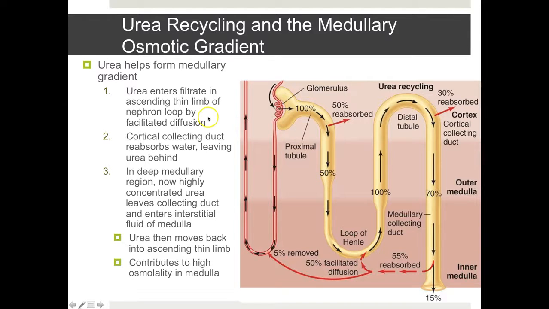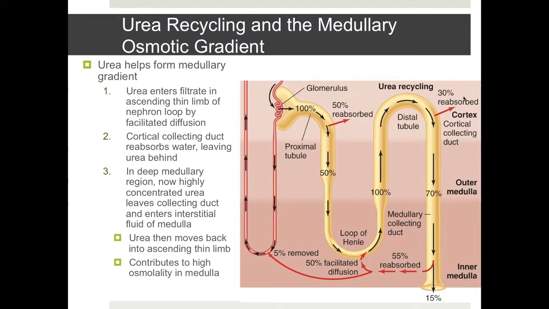So let's go back to our text here. Our urea enters our filtrate in the ascending thin limb of our nephron by facilitated diffusion. So again, we want our urea to stay in our nephron because it is a waste product, but we also reabsorb some of our urea because we want water to follow it in the circumstance of having concentrated urine, that is.